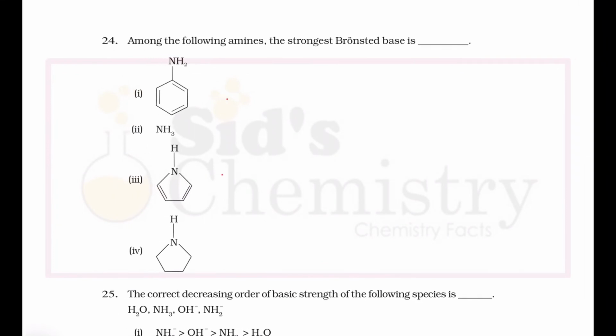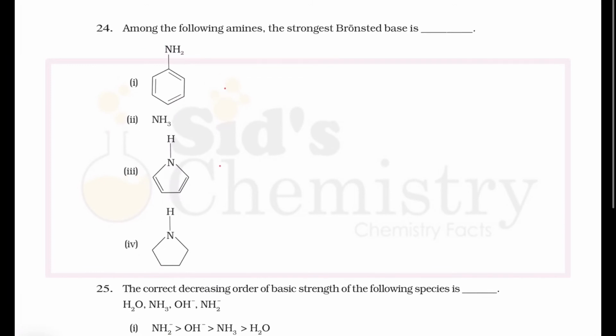Among the following amines, the strongest Bronsted base is. Dear friends, out of the given options, we need to find the options without resonating structures. So options 1 and 3 have resonating structures, so they cannot be the strongest Bronsted bases. However, options 2 and 4 have no resonating structures, and option 4 is a secondary amine. So secondary amine is more basic than ammonia. So the correct answer is option number 4. Now coming to question number 25.